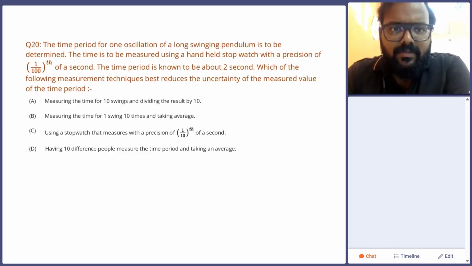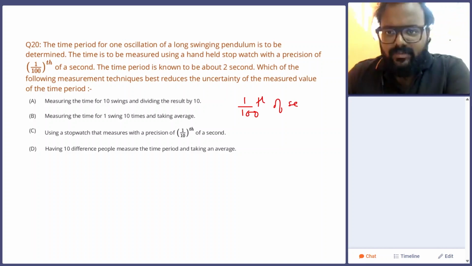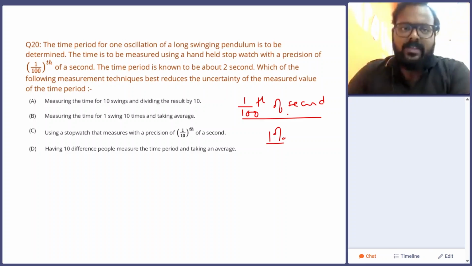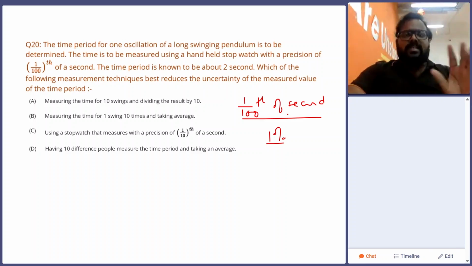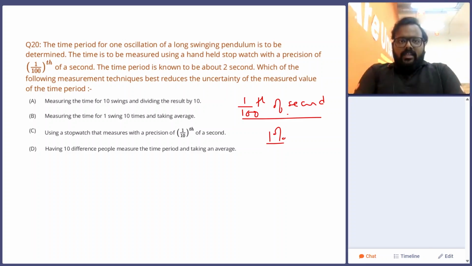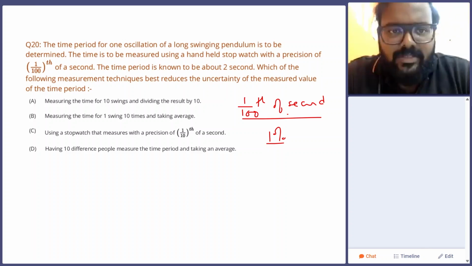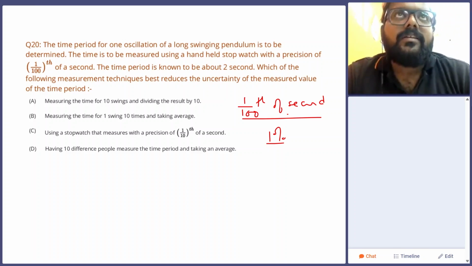The time period for one oscillation of a long swinging pendulum is determined. The time is to be measured using a handheld stopwatch with a precision of 1/100th of a second. The error percentage is 1%. Every time you measure time, there is an error of 1%. The time period is known to be 2 seconds. Which of the following measurement techniques best reduces the uncertainty of the measured value? Because you need a method where the error is very less.